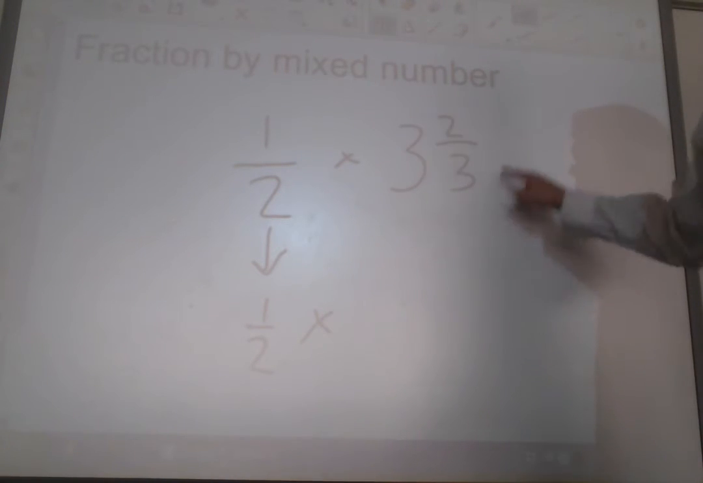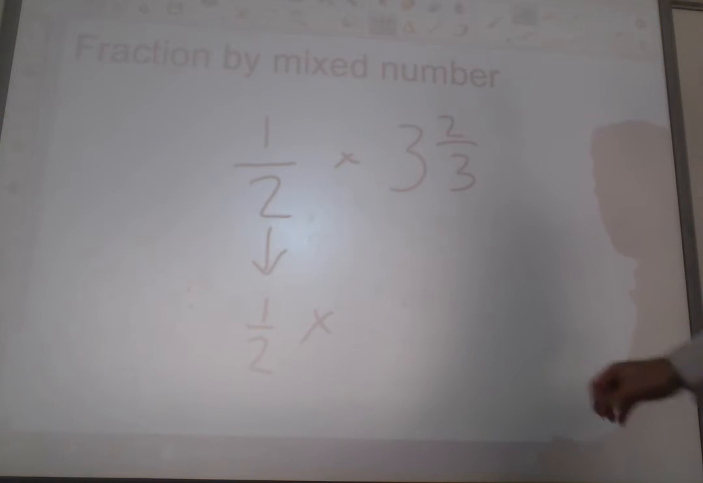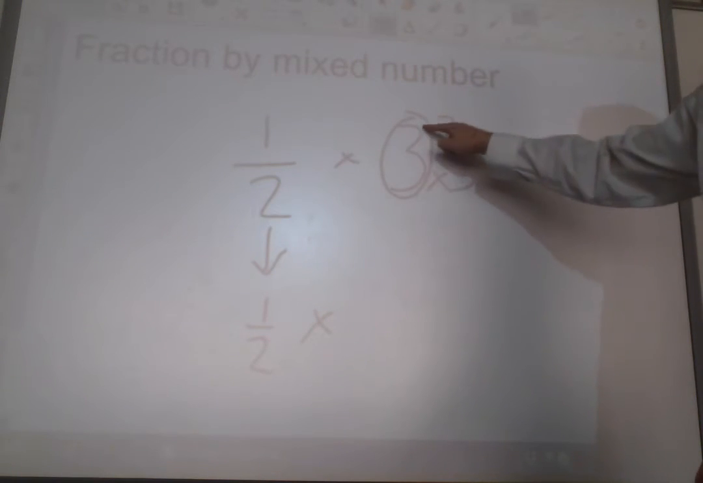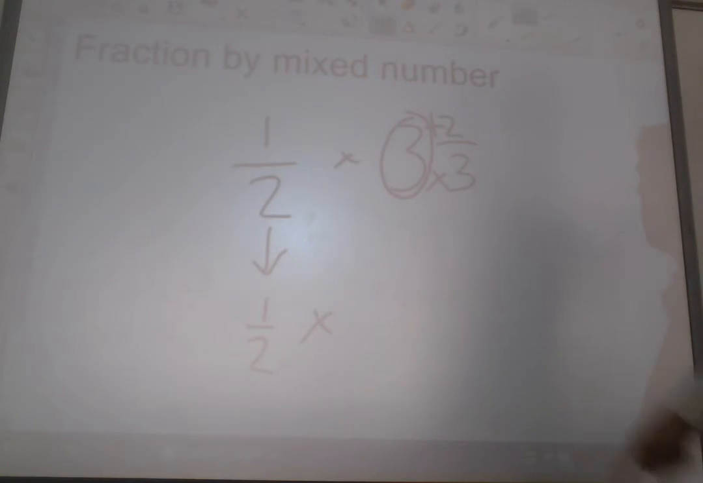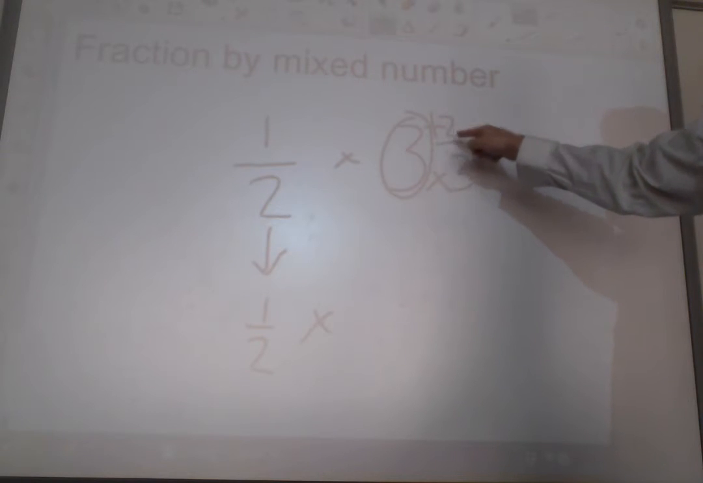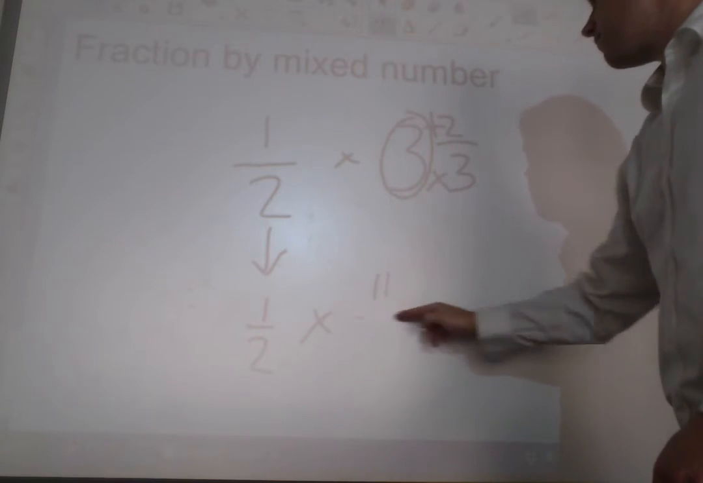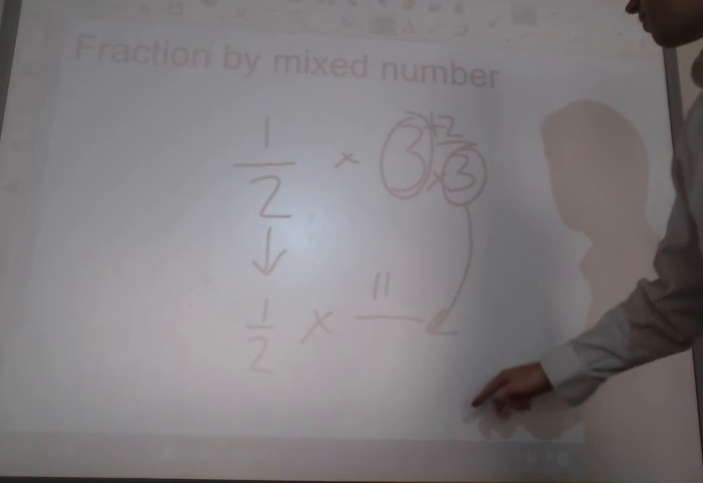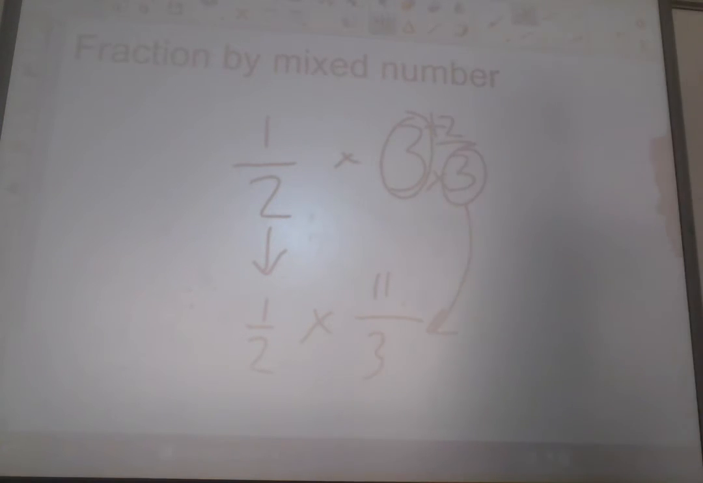Here we need to change this into an improper fraction. Remember the way we do that. You take the whole number times the bottom number plus the top number. So 3 times 3 is 9. 9 plus 2 is 11. And then you keep the same denominator that you had, and we have 11/3.